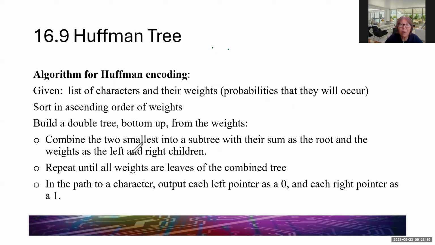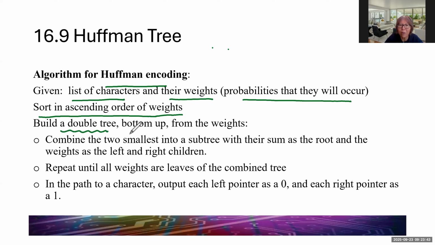Here is the algorithm to do the Huffman encoding. The precondition that we need is a list of characters and their weights, the basic probability that they will occur. Then we sort them in ascending order by the weights. Then we can build a tree, bottom up from the weights. So here it's not top down, it's bottom up. We will see what that means.